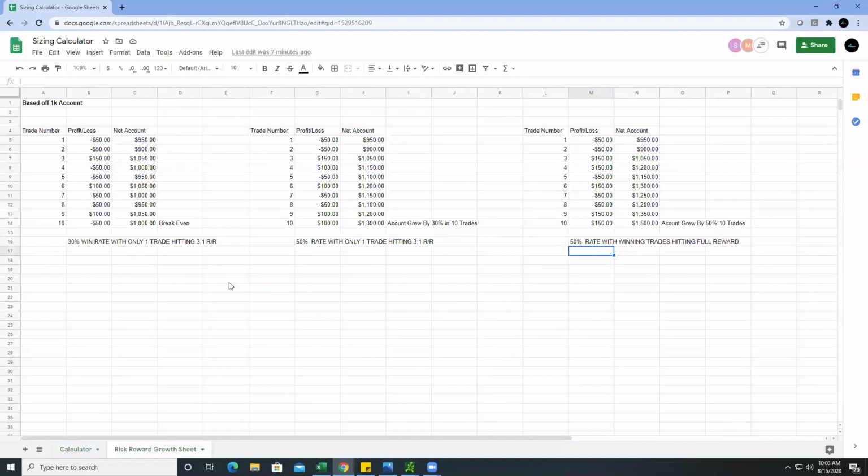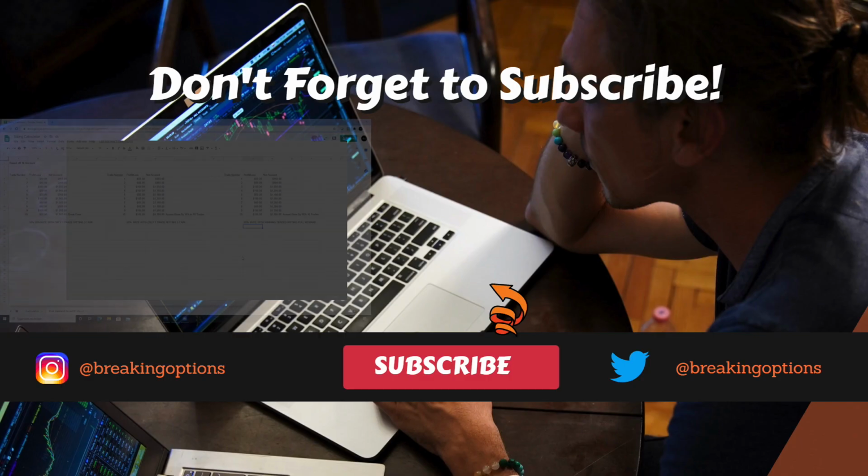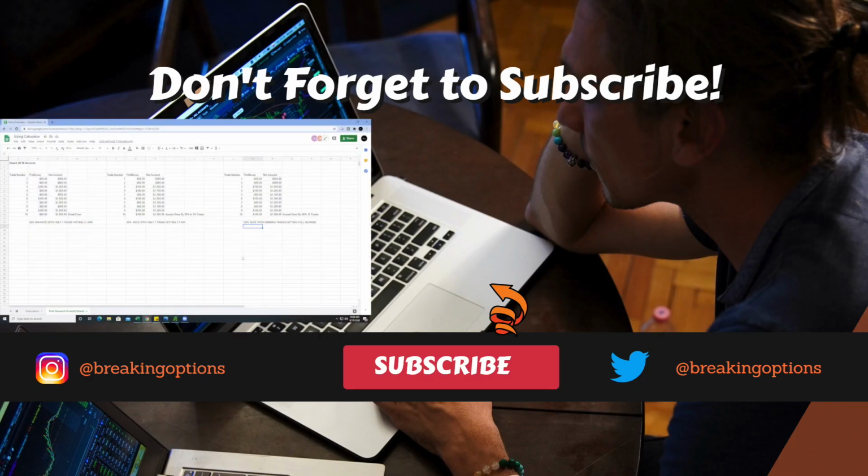And this is just to open up your eyes, guys, that maybe if you just look at the sizing and the risk you're taking per trade, or maybe if you tweak it a little bit, you could make 70% wrong trades and still break even. You could be 50% right and actually grow your account by 30% in 10 trades. Okay. And at breakingoptions.com, we only take 2 to 3 trades a day, and we hate Lotto Fridays.